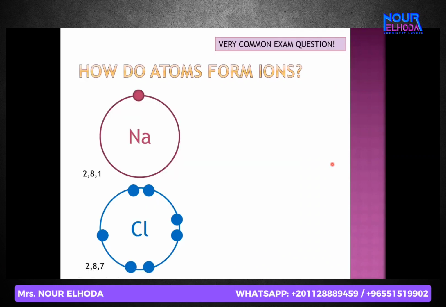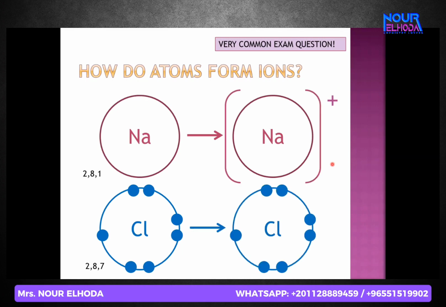You see, this is the sodium 2, 8, 1, this is the chlorine 2, 8, 7. What will happen? You see, I lost the electron from the sodium. This electron will move to the chlorine, as you see here. So the chlorine will become a negative ion at the end. Any question? Easy?